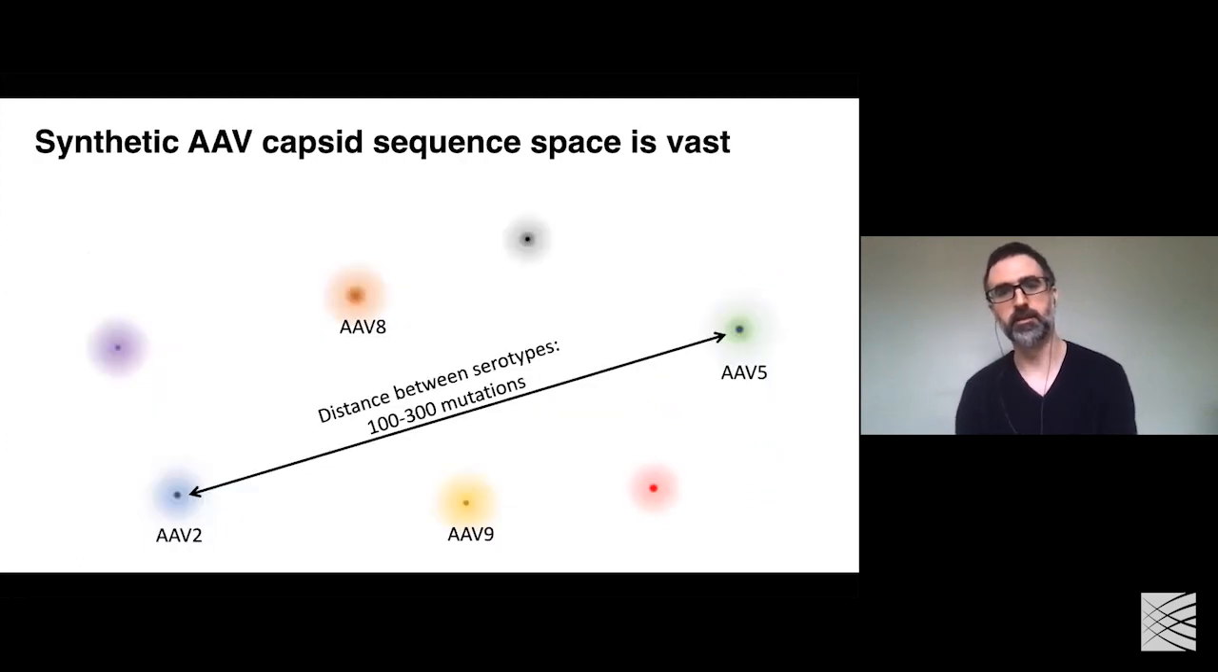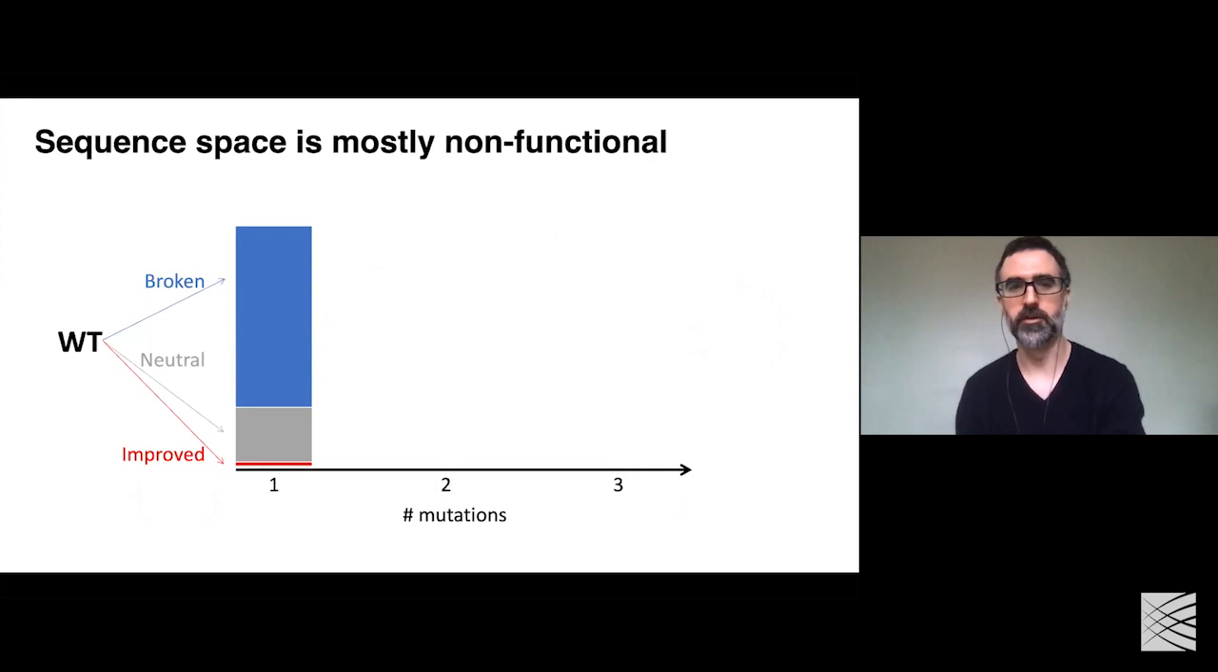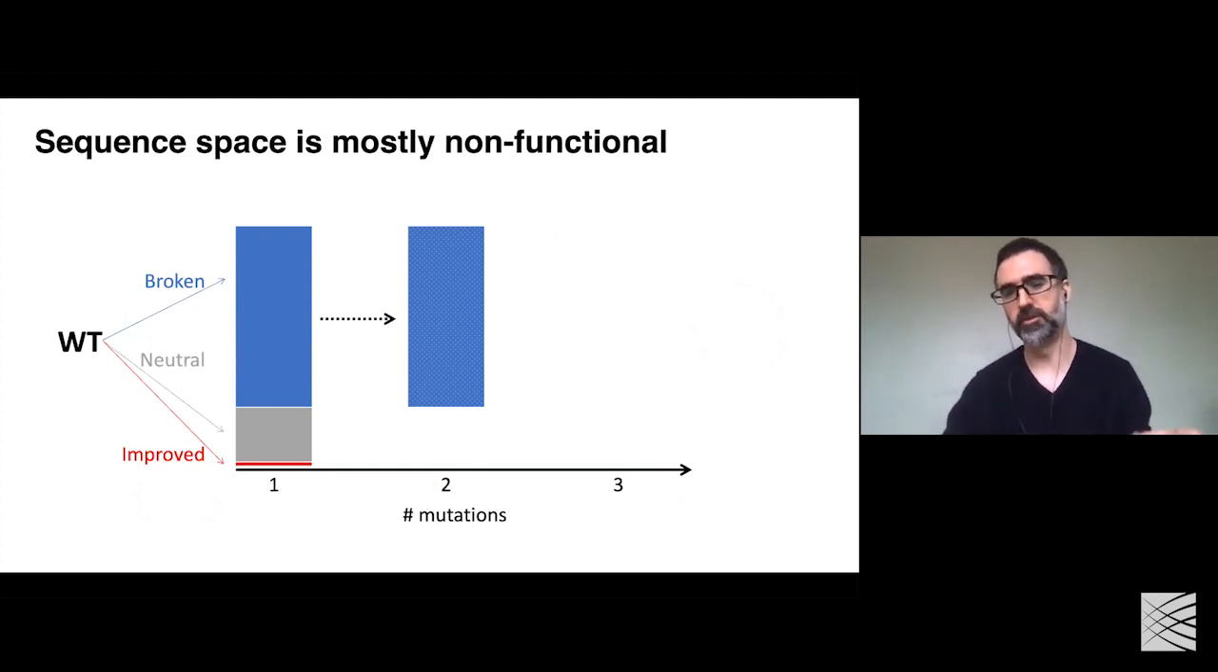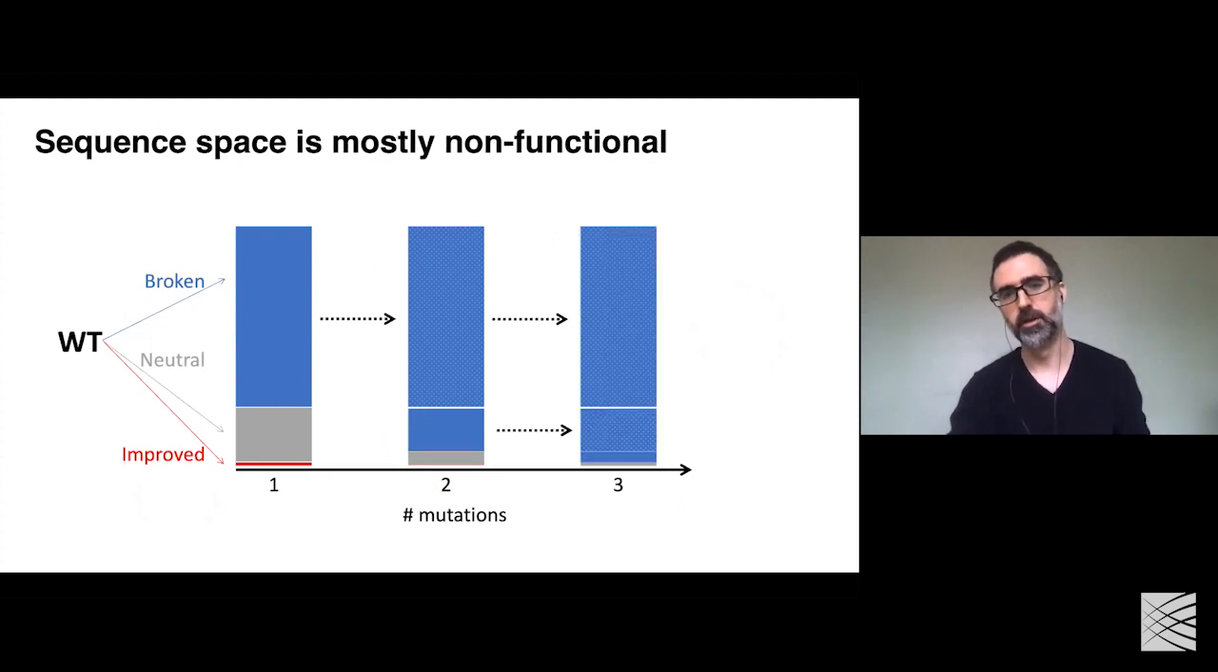The lay of the land is that these natural serotypes are quite distinct in sequence. Whole capsids are around 730 amino acids in length, and between a given two natural variants, there might be hundreds of different mutations. So the sequence landscape is quite vast. However, it's mostly non-functional, meaning if you make even a single change, most of those are going to break the function of the capsid. Some smaller fraction will be neutral and an even smaller portion improved. If you then make a second change, most of the ones that were broken will stay broken. You get the same ratios as you add in on top of the neutrals and so on.